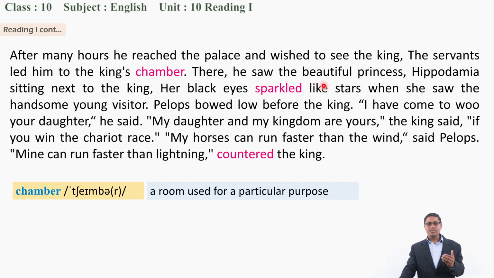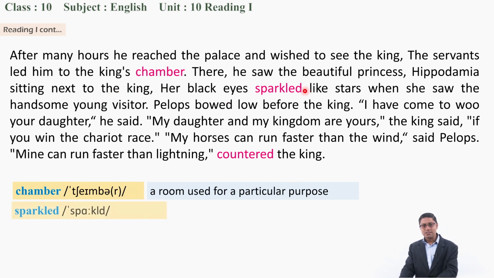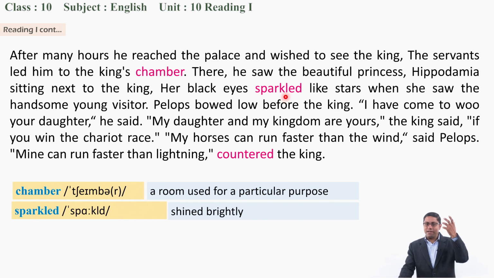Okay. There he saw a beautiful princess, Hippodamia. We know that he had to marry this princess. So she was sitting next to the king and her black eyes sparkled. Sparkled means shined brightly, became bright like stars when she saw the handsome young visitor. See, that means she liked him. Pelops bowed low before the king, means he showed respect to the king. I have come to woo. Woo means marry. Okay, I have come to woo, means marry, your daughter, he said.